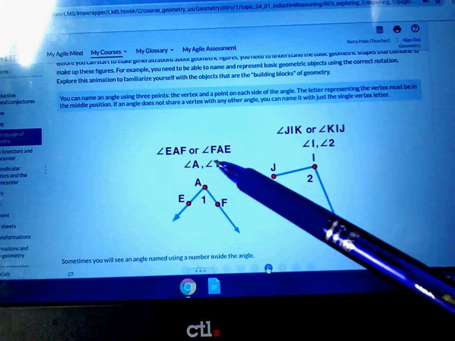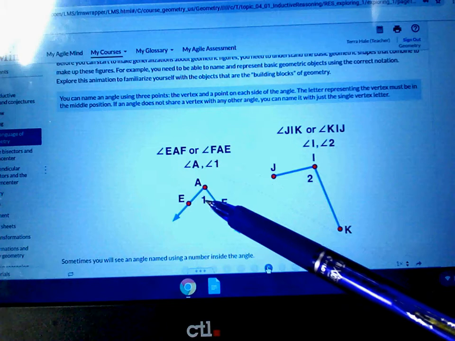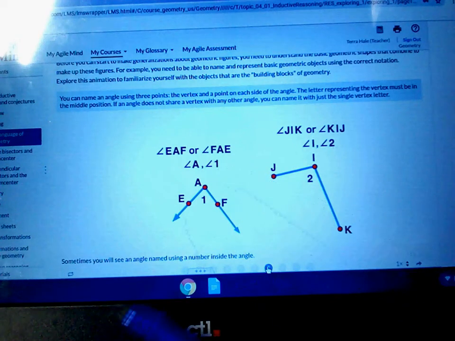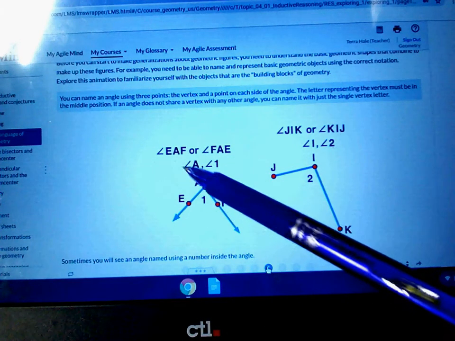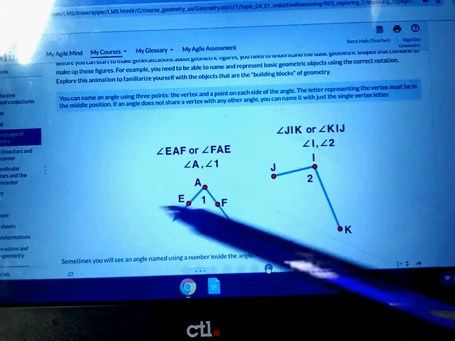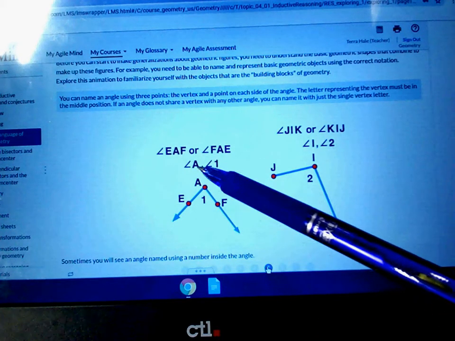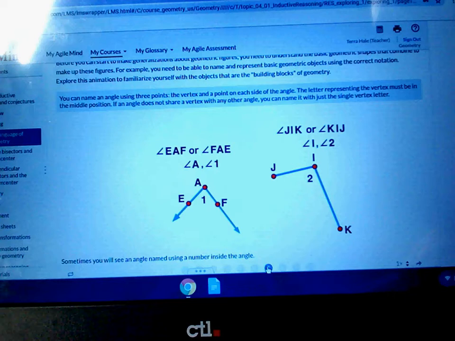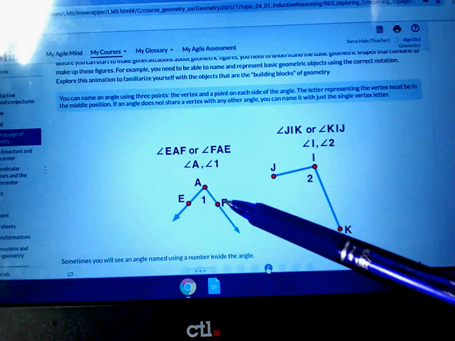You can also name angles by numbers. So we can write a 1 inside that angle and call it angle 1. Notice the symbol for an angle looks like a little angle and you put it in front. And again, these are capital block letters or print letters when you're naming these points as part of that angle.